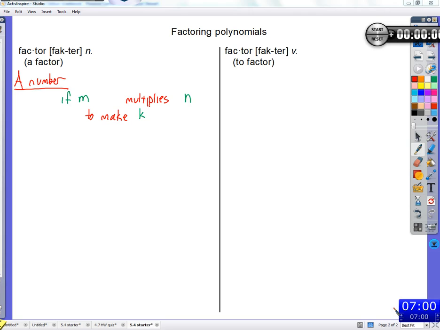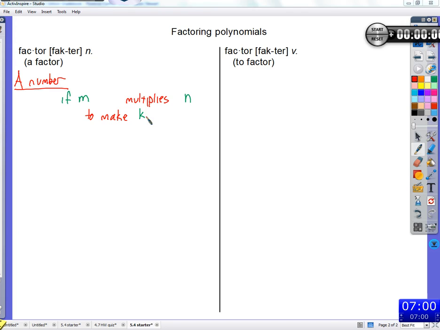Okay, so instead of all that, number multiplies a number to make a number, very arbitrary. Now we're specifically saying, if m, some number, multiplies n, and I use something other than m, which signifies that n is probably a different number. It could be the same, but that'd just be coincidental. So m multiplies by some other number to make k.